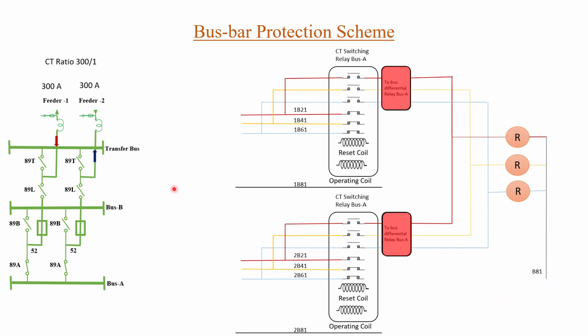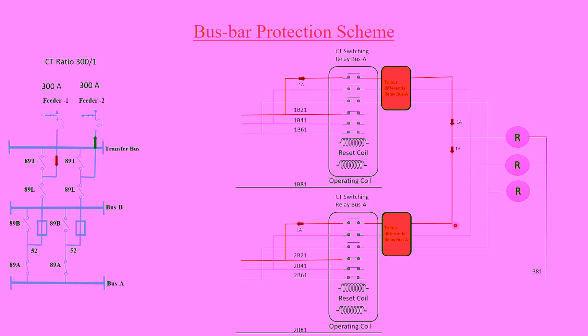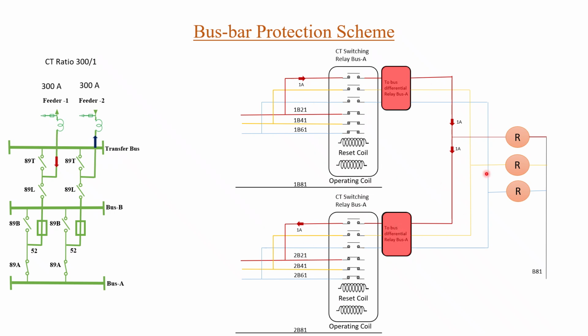So now let us understand through an example. If the CT ratio is 300 by 1 for both the feeders, one is an incoming feeder, the other is an outgoing feeder. So in a normal scenario, what will happen? The CT secondary will be flowing 1 ampere in and 1 ampere out for feeder 1 and 2 respectively. So like this, 1 ampere will continue to flow in and out. There is no difference of current flowing through this particular differential relay. So my busbar is safe. This is indicating that there is no fault on the busbar and the busbar operation is safe.